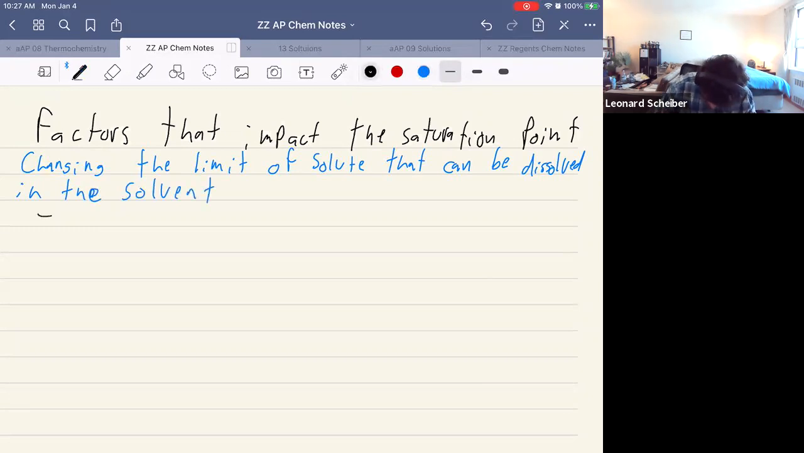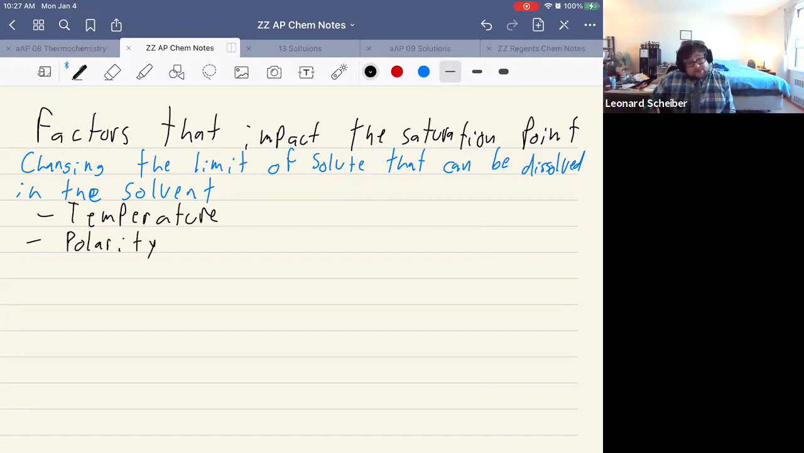And the first factor, of course, is temperature. So a hotter solution, a hotter water can dissolve more, for most things, can dissolve more salt. And the second is polarity. Polarity of solute and polarity of solvent. And we have a saying for this. That saying is like dissolves like.